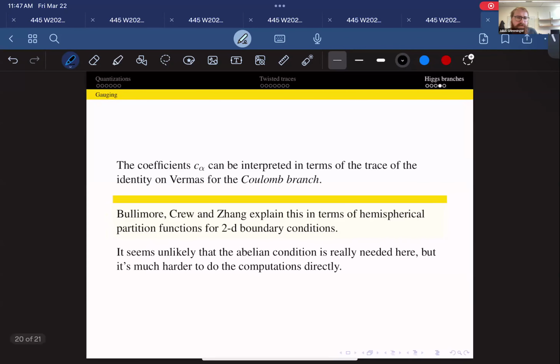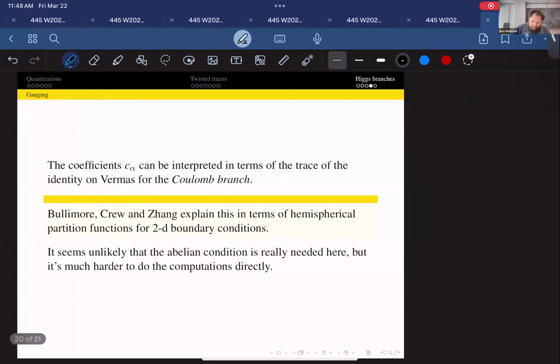Quick question. So you're in the B twist, right? This is all in the B twist. Yeah, it's also in the B twist. Right, which is why it's strange that these Vermas for Coulomb branches are showing up. Yeah, but this is the neat thing of a twist and boundary, this dual picture. Okay. Good. Thank you.